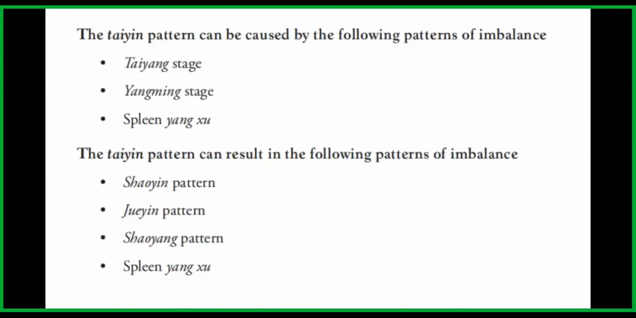The Taiyin pattern can be caused by the following patterns of imbalance: Taiyin stage, Yangming stage, spleen yang shu. The Taiyin pattern can also result in the following patterns of imbalance: Shaoyin pattern, Jueyin pattern, Shaoyang pattern, spleen yu shu.